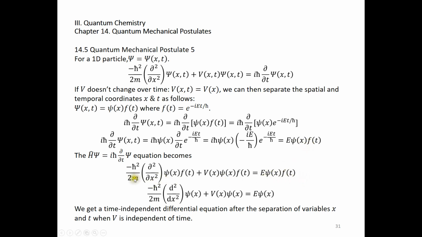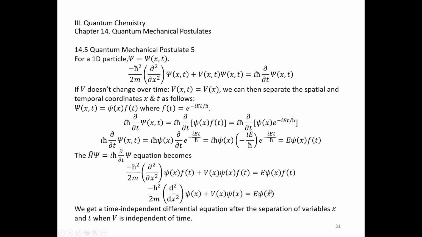And if we look at this carefully, we notice that we have f of t, f of t, f of t. We're going to just cancel all those. We get this equation. In this equation, there's no longer time. There's only one variable x, the spatial coordinate of this wave function. We have the kinetic energy operator being applied to the lowercase psi, potential energy operator being applied to psi, and the sum is equal to E multiplied by psi.